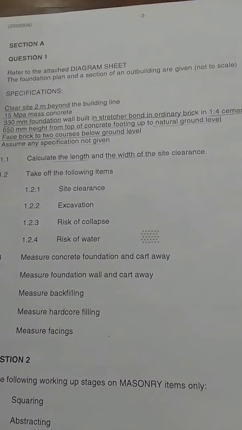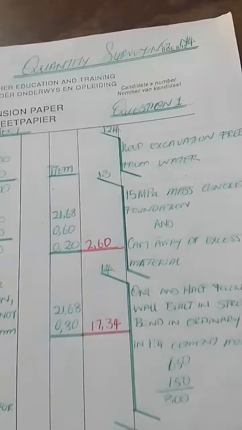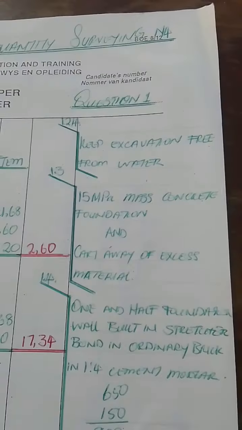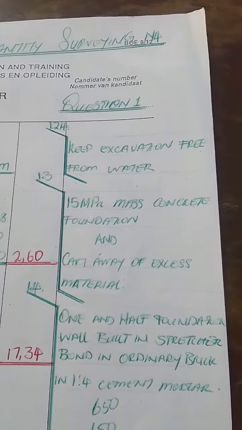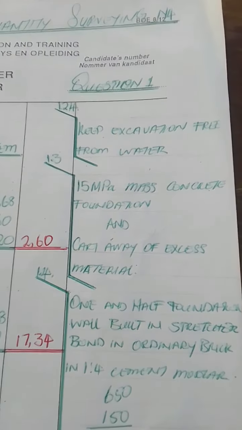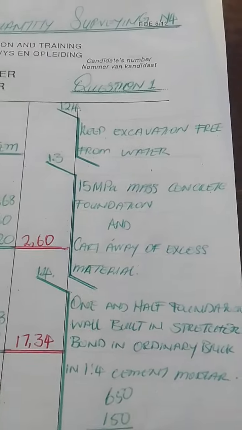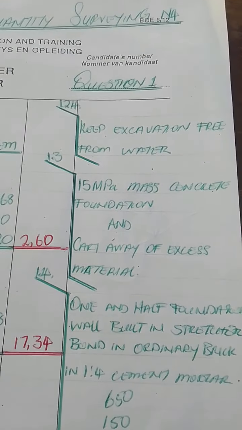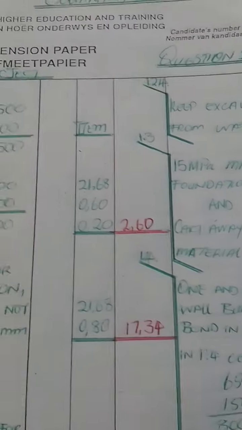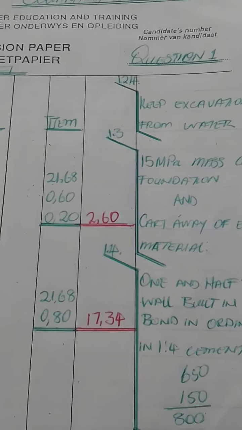So the next question is the risk of water. We have previously done the risk of collapse. Now we are about to make sure that our trench doesn't have water. What is happening here is that we keep the excavation free from the water. That is our description, and we call it an item.